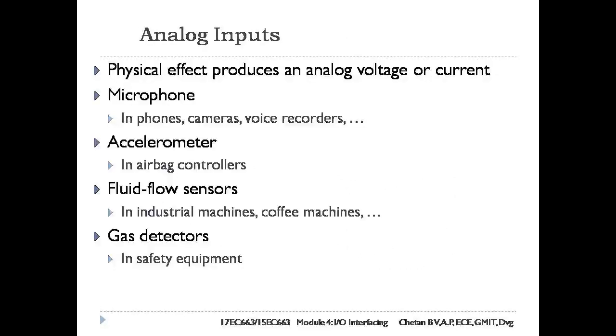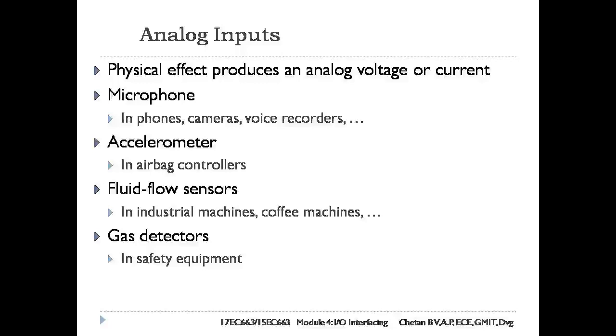Analog inputs. Physical effect produces an analog voltage or current in some sensors. For example, microphones, which are used in digital systems such as telephones, voice recorders, and cameras, etc. A microphone has a diaphragm that is displaced by sound pressure waves. Next one is accelerometers, used in automobile airbag controllers, etc. They measure acceleration and deceleration.